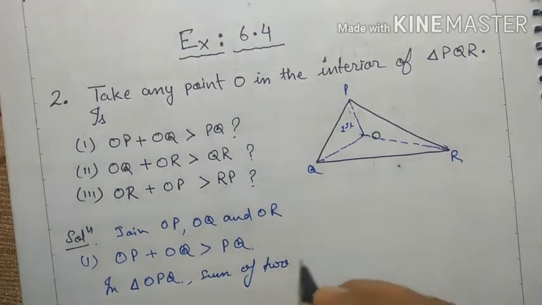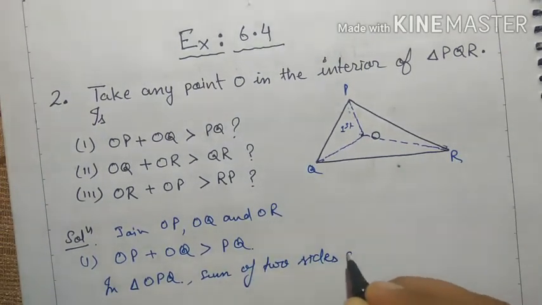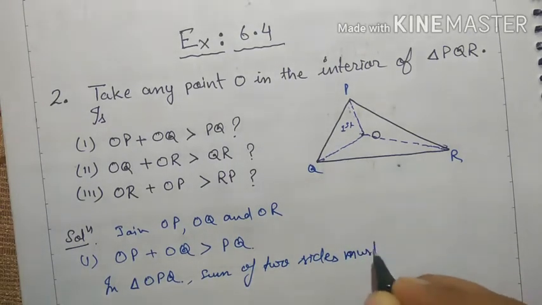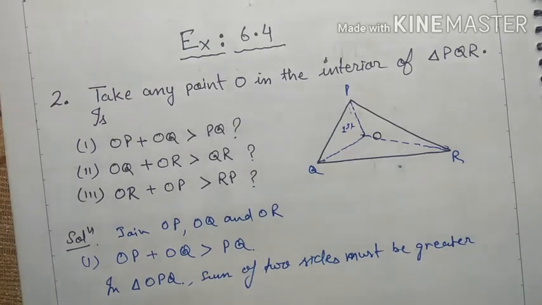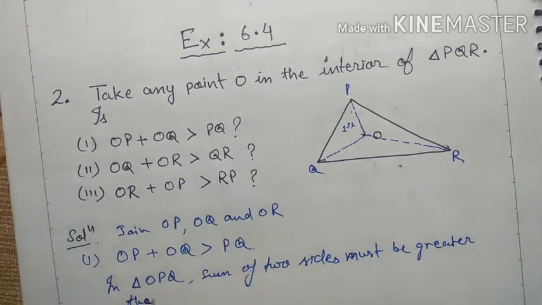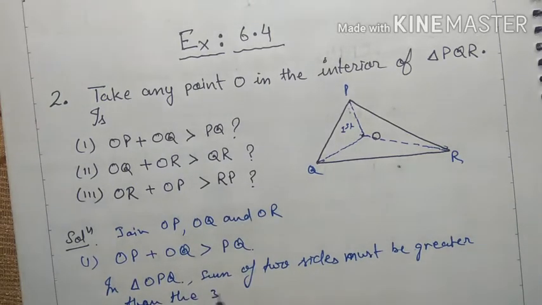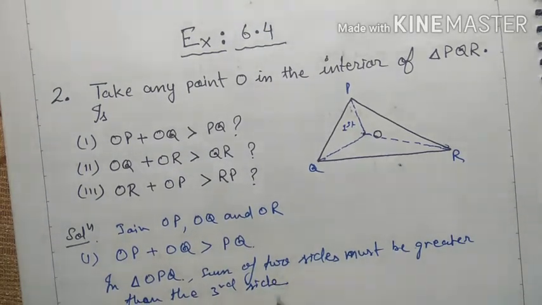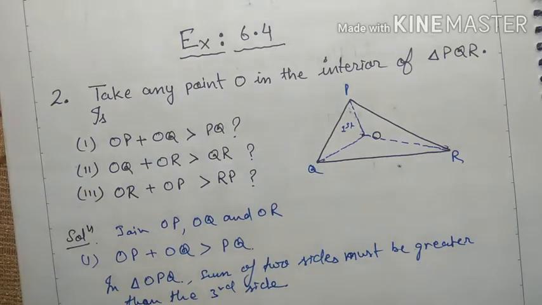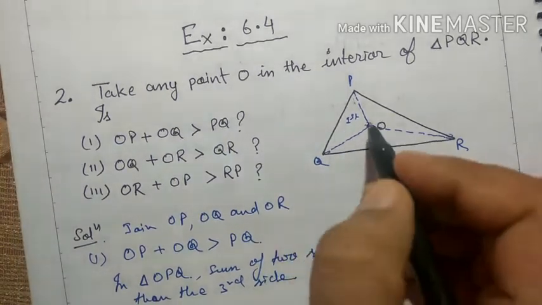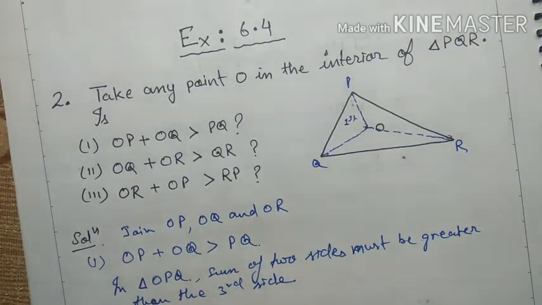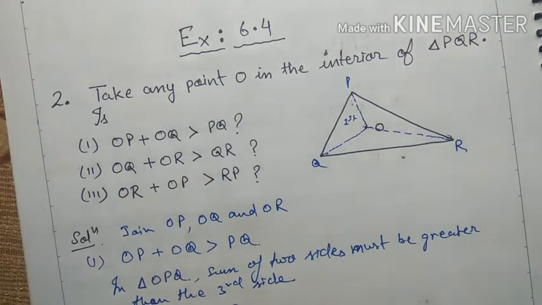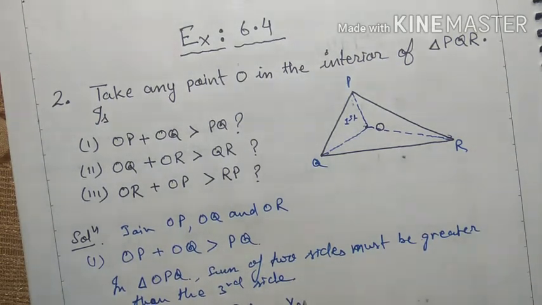two sides must be greater than the third side. Okay, so OP plus OQ is greater than PQ. So this is yes.